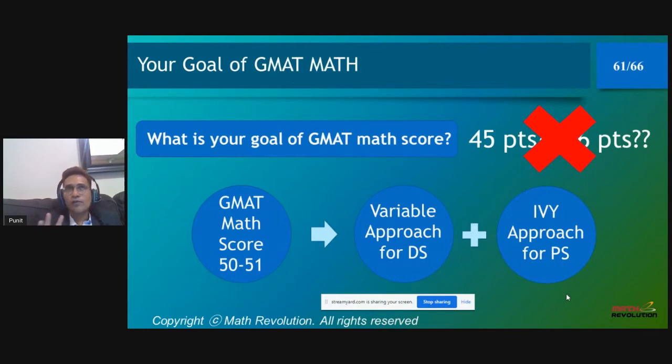So GMAT math is about scoring 50, 51. Simple job. For DS questions, the variable approach. For PS questions, the IV approach.